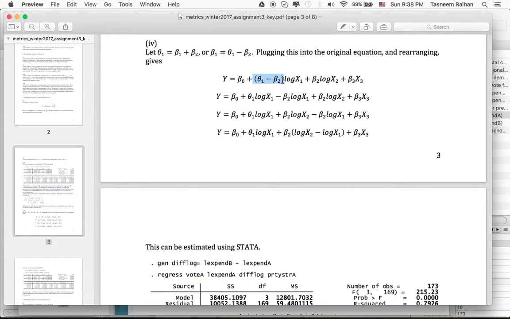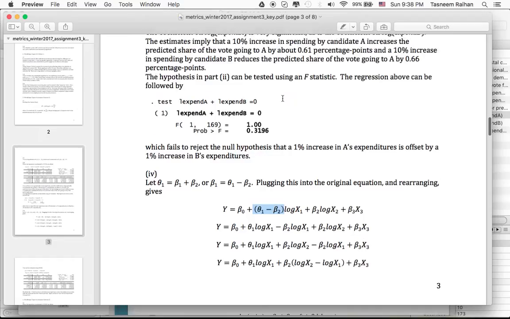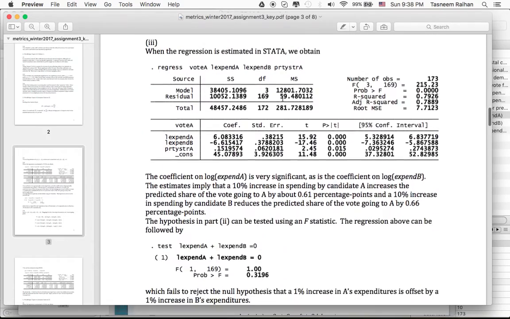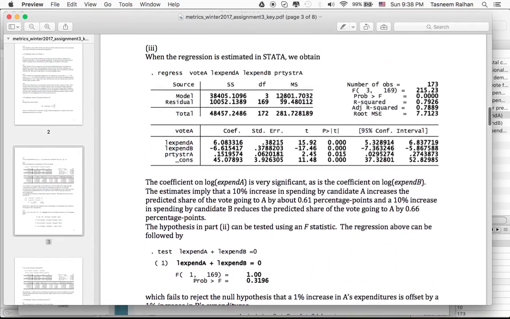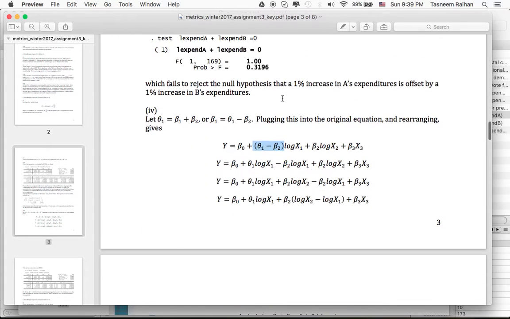So we just replace beta 1. Let's have a look at the original equation. We had beta 1 here, and we're replacing that with theta 1 minus beta 2 now. Remember, x1 is the expenditure by candidate A, x2 is the expenditures by candidate B, and x3 is the party strength. So then just expand the terms.